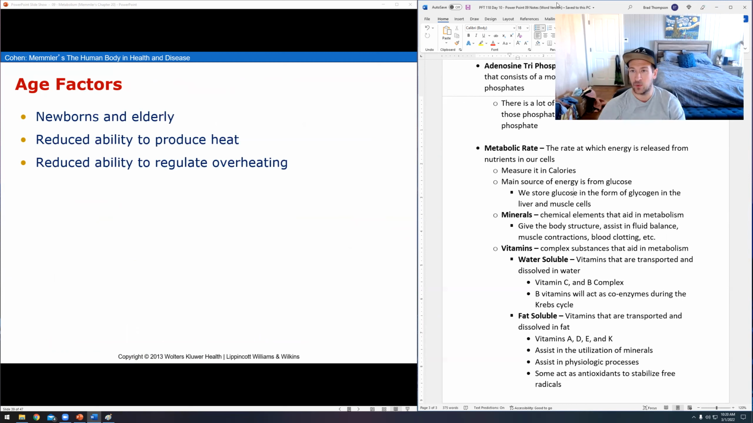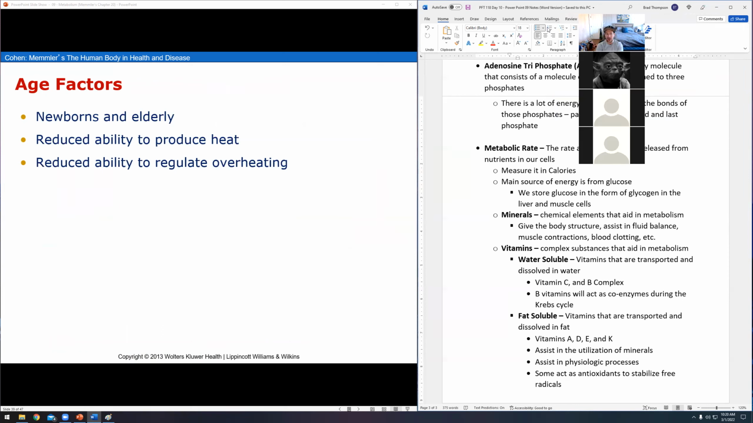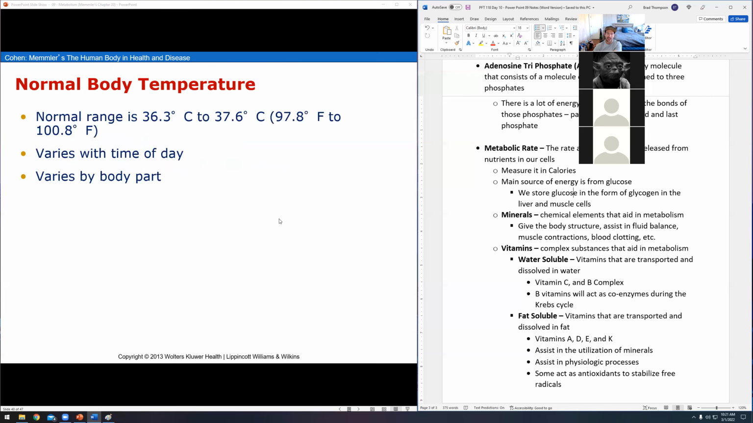Now, kids, and this is something we're going to talk a lot about at the end of this module, are terrible at regulating body temperature. They have a lot of surface area and very little blood. So they have a reduced ability to produce heat, and they also lose heat more easily because of all the surface area of their skin compared with their little tiny bodies. Guess what? They're also really prone to overheating because if they do get really hot, they cannot vent it very effectively. So age factors definitely play a role here.